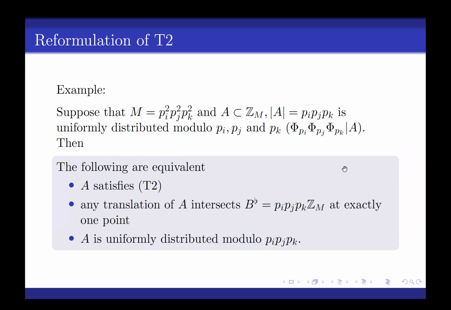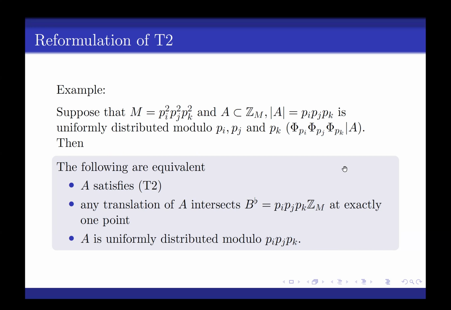Okay, so let's take a look at the case where m equals pi pj pk squared, and the cardinality of A is pi pj pk, and let's also assume that A is uniformly distributed mod pi, mod pj, and mod pk. And now I want to remind you that this is equivalent to the product of phi pi, phi pj, and phi pk dividing the mask polynomial of A.